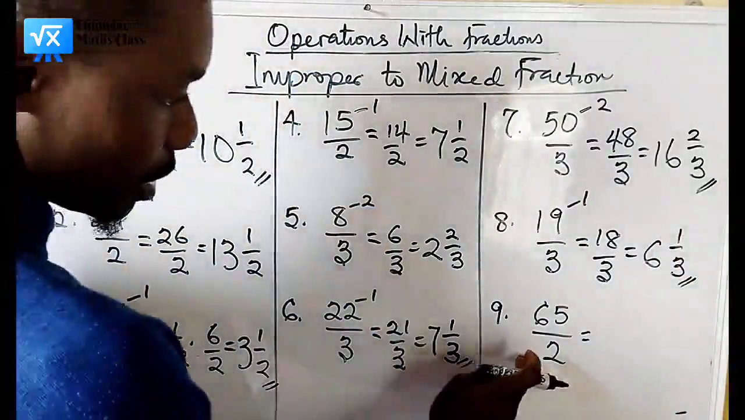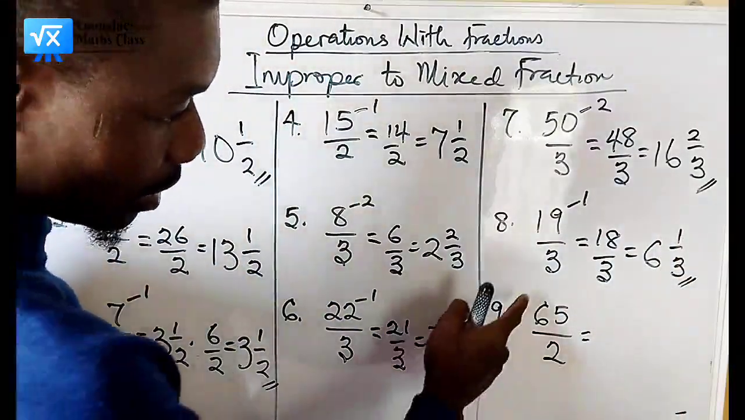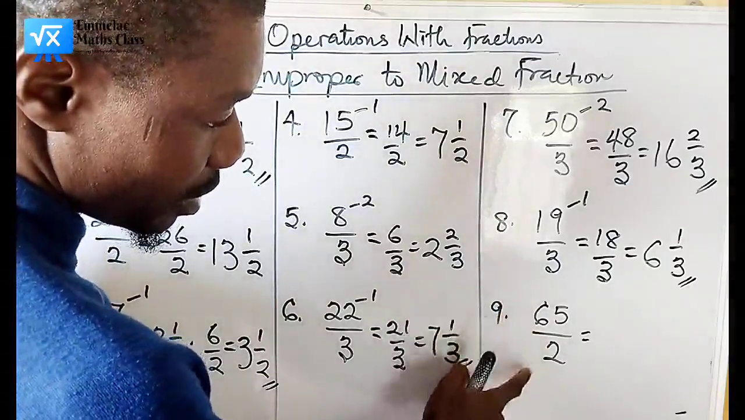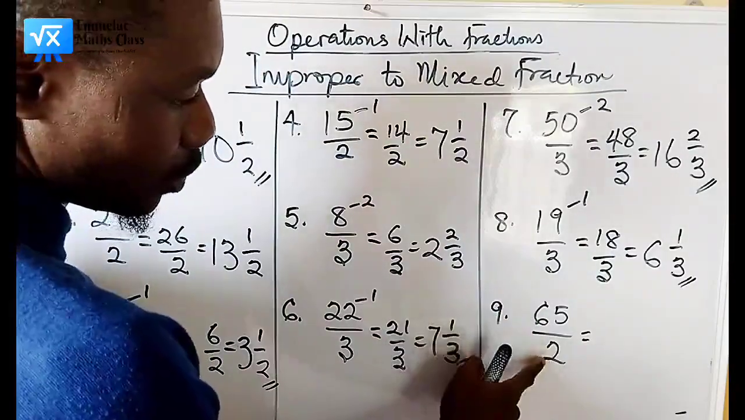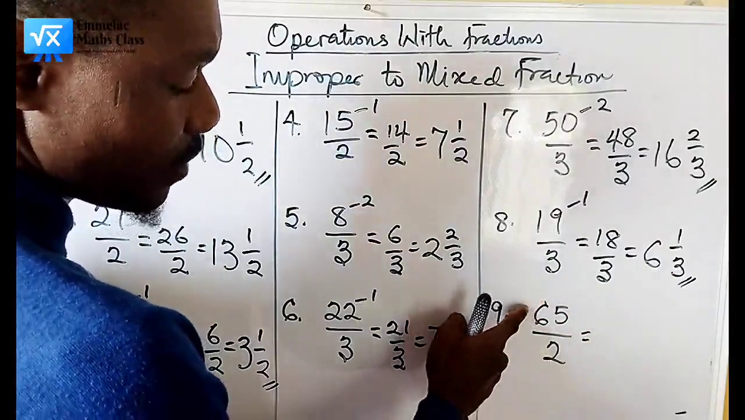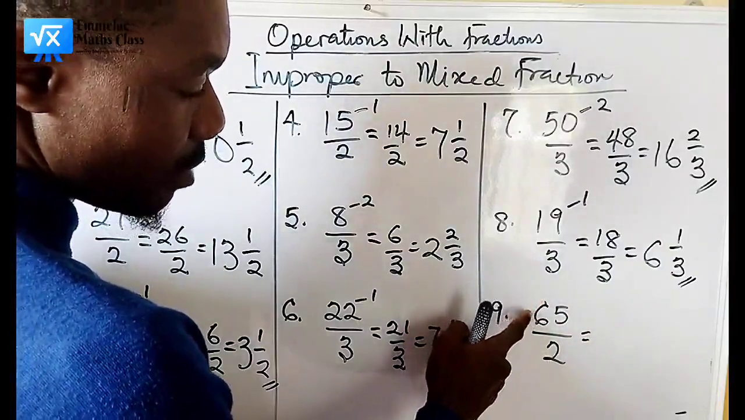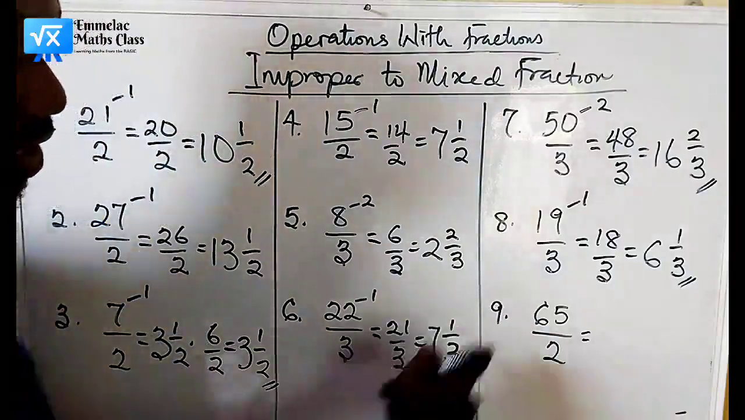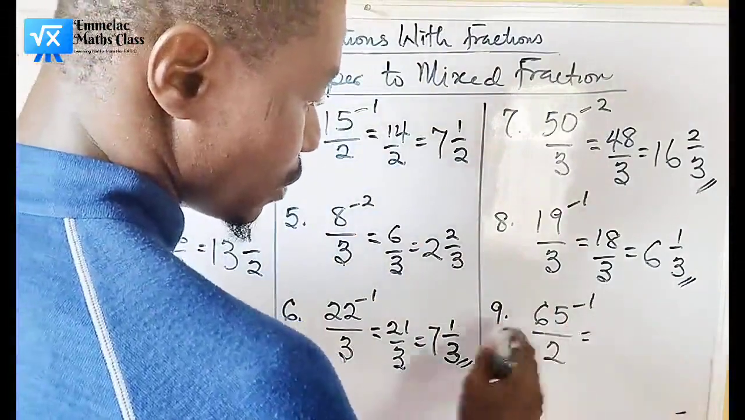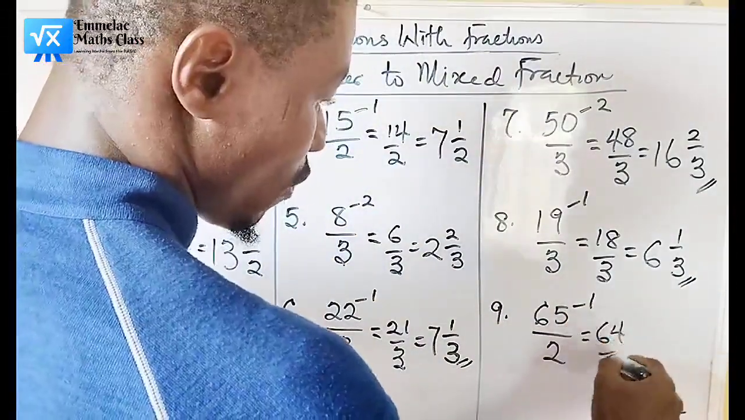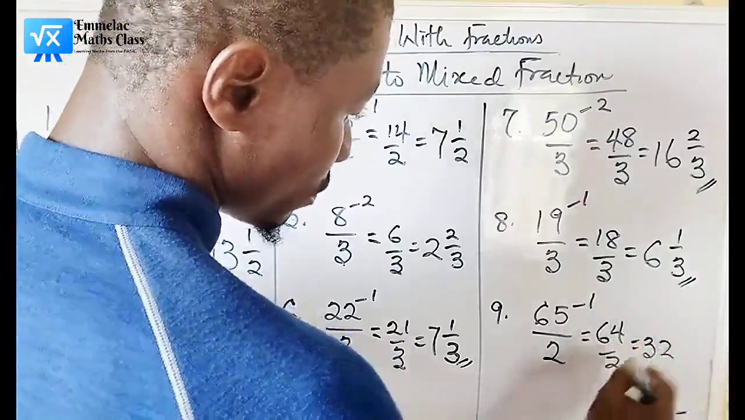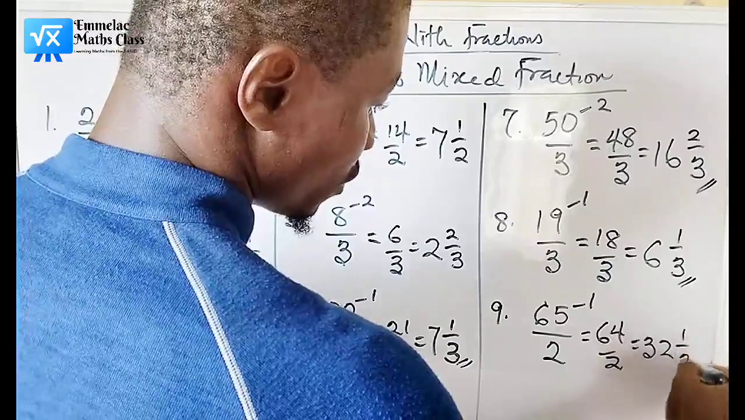In this case also, here we have a 2-digit number. Since the denominator is 2, most likely we'll be needing an even number. The even number before 65 should be 64. For us to get 64 here, we have to deduct 1. So here we have 64 over 2, which is 32, whole number 1 over 2.